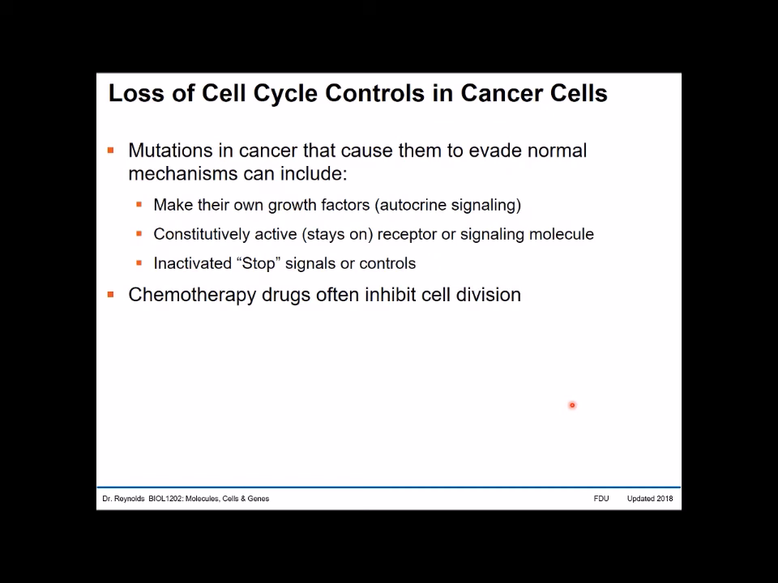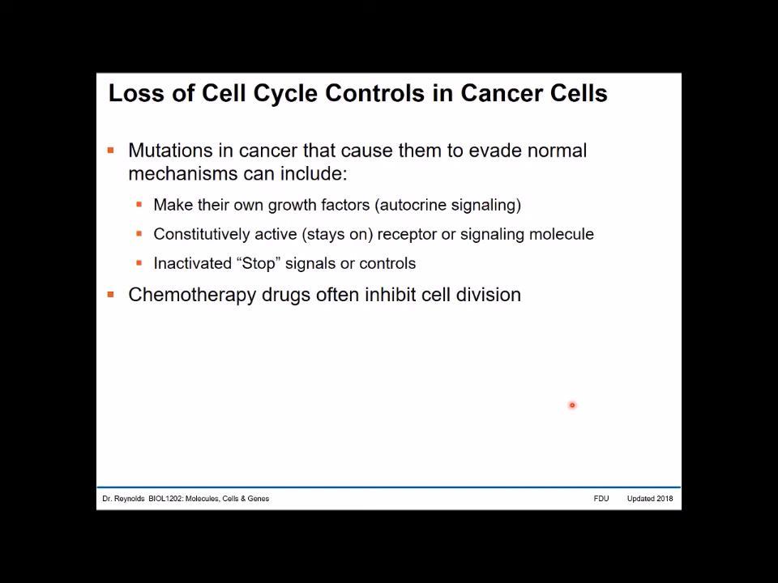Mutations in cancer cause them to evade normal mechanisms by things like making their own growth factors. So these are going to be a type of autocrine signaling where you produce a growth factor that you respond to all by yourself. It can also cause receptors or signaling molecules to become constitutively active. That means that they're always on. You actually saw an example of this when we talked about cholera and the cholera toxin making G proteins constitutively active because that GTP stays bound.